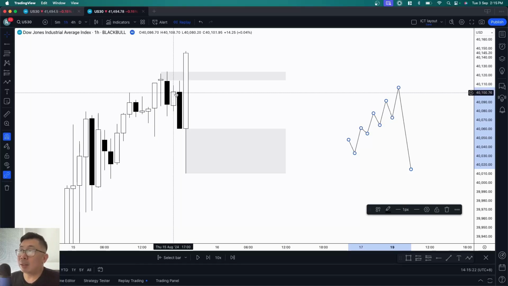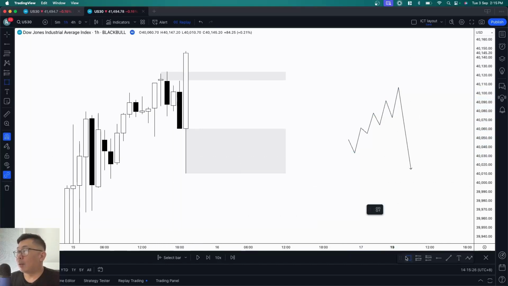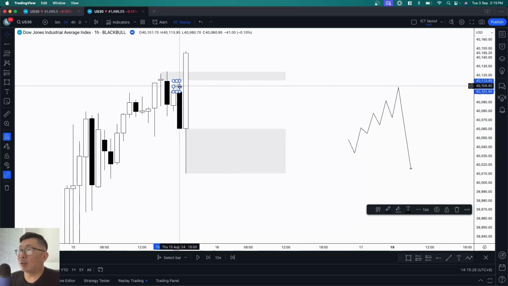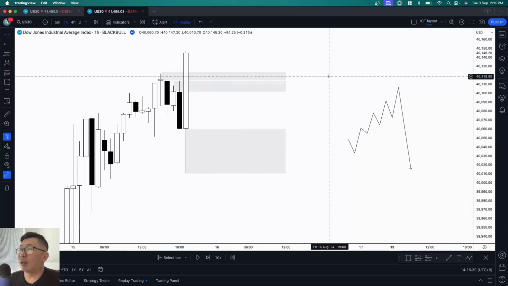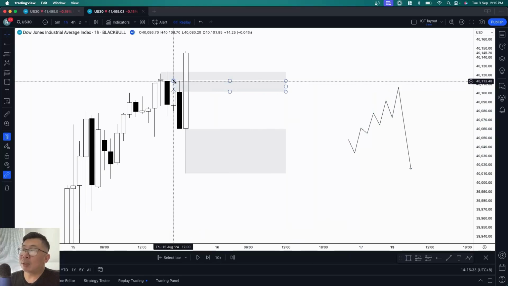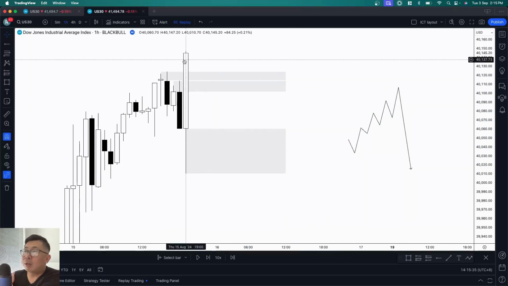All right, so that means there was a rejection there. Okay, so that is a resistance. Price could not go above this. Now, why didn't I actually draw this resistance? Because for me, price already broke this resistance anyway. So there are two resistances here, right?